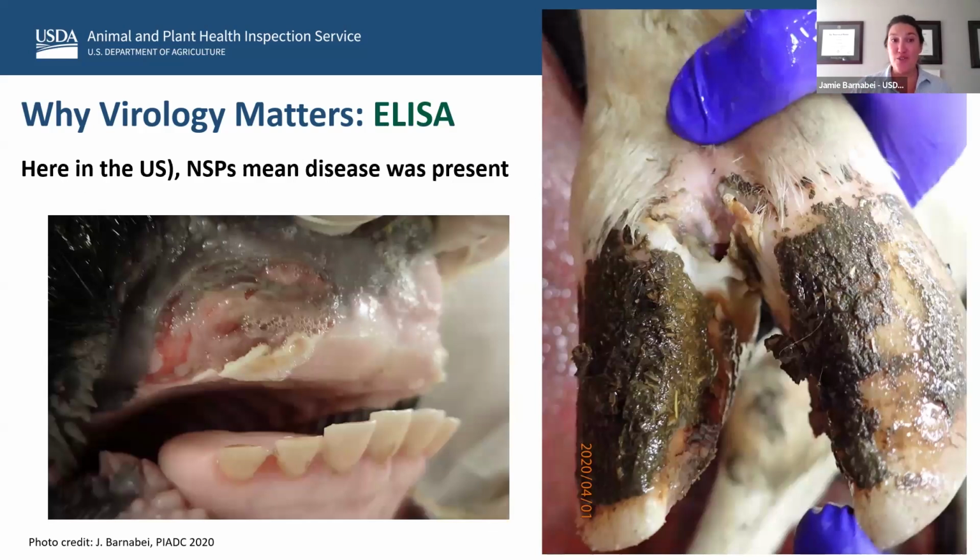So here in the US, apologies for the typo with only one parenthesis being there, non-structural proteins, right, for us mean disease was present. It was here, and that's bad. And so you've got some photos on the slide here showing you a really large ruptured vesicle up there on the gum line near the dental pad. And then in the interdigital space, you can see that white jagged tissue, that's epithelium that's been undermined. So it's obviously a vesicle that's ruptured. I can tell you those don't smell great.